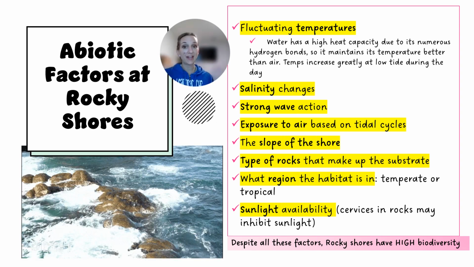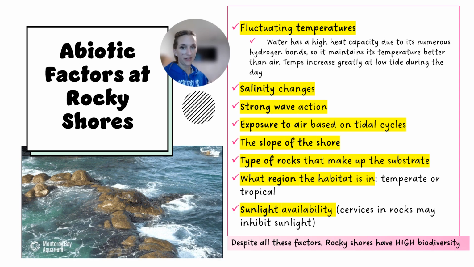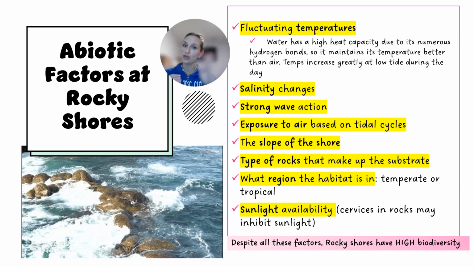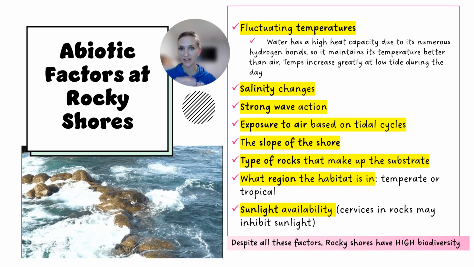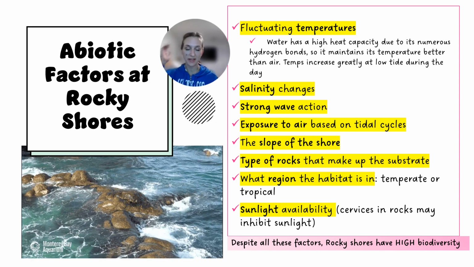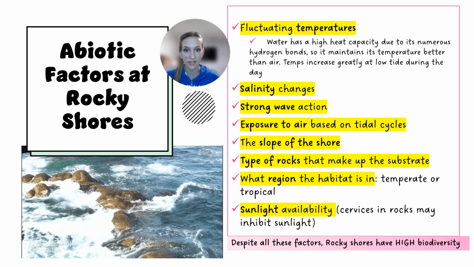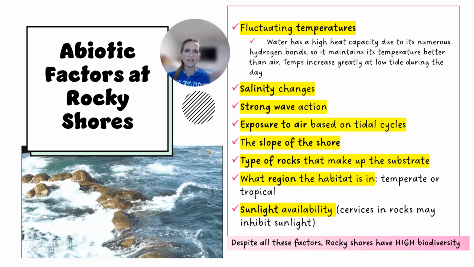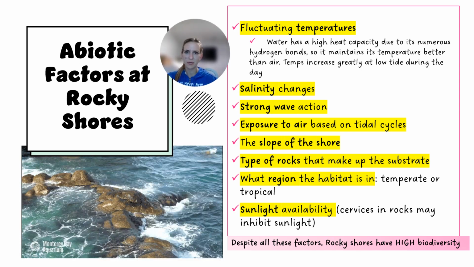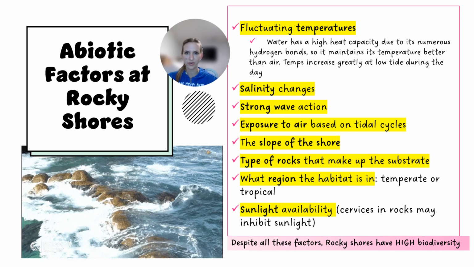Temperature is going to fluctuate a lot whenever there is low tide, because then these organisms in the lower tidal region are going to be exposed to the air, and again, air does not have a high heat capacity. It changes pretty quickly. They need to adapt to salinity changes, and honestly, the next slide I have more details about when these things are going to happen, so I'll just read through them.